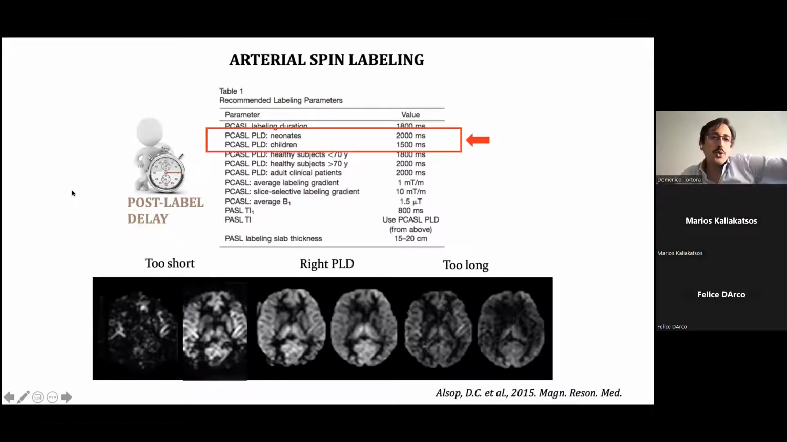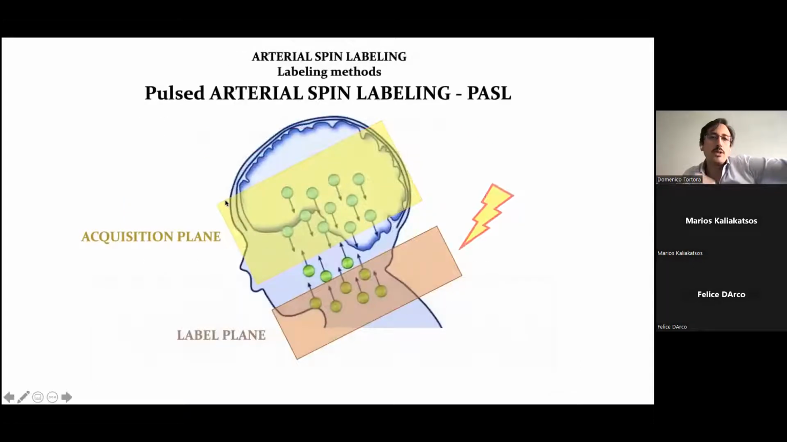If you use a too short post-labeling delay, you can see on the left side of this image the result on the perfusion-weighted image on ASL. You can see signal only within the arteries. On the other hand, if you use a longer post-labeling delay, the labeling effect on water molecules decays, so the residual signal is very low. So it's important to use the most appropriate parameter according to the age of the subject.